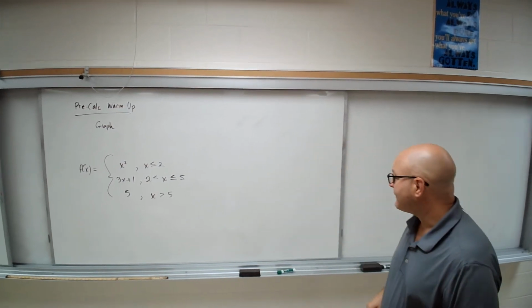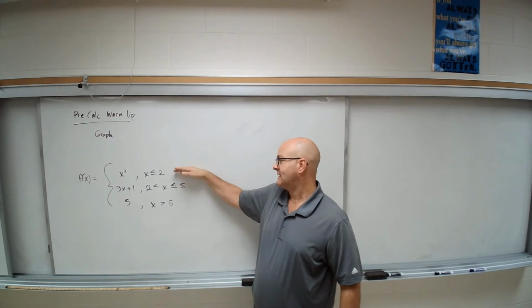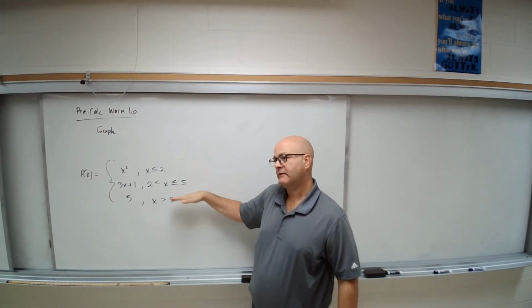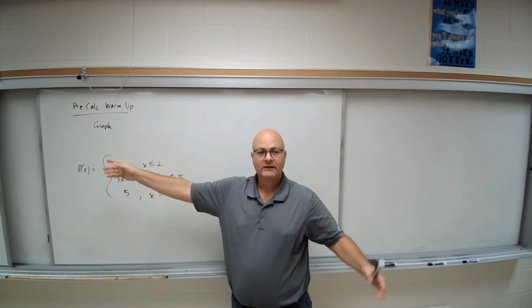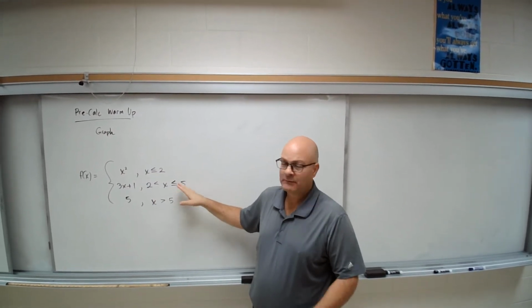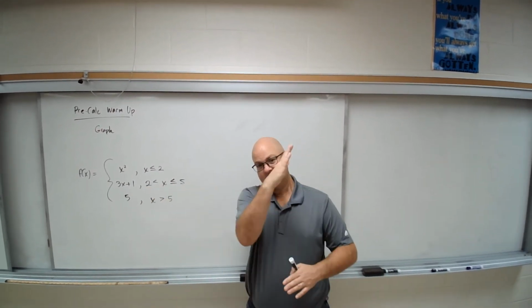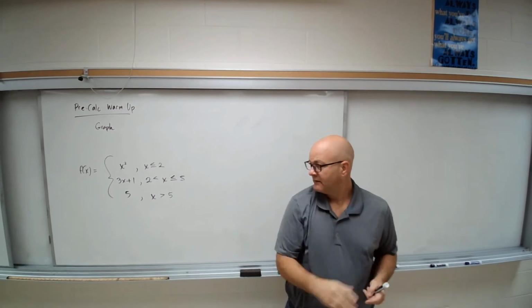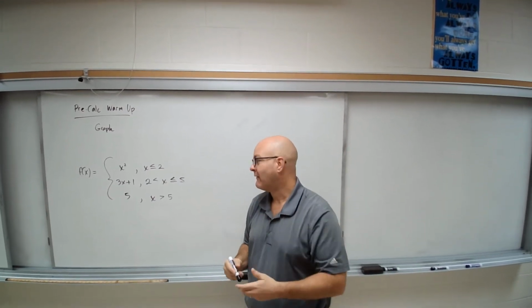Okay, so in order to graph this piecewise function, we have three different rules, and each takes place at different places within the domain of the function, right? So whenever x is less than or equal to 2, it looks like a parabola. Whenever x is between 2 and 5, and then we'll talk about the endpoint specifically, it looks like just a line with a slope of 3. And then when x is greater than 5, it's a horizontal line. So let's look at how we would do that.